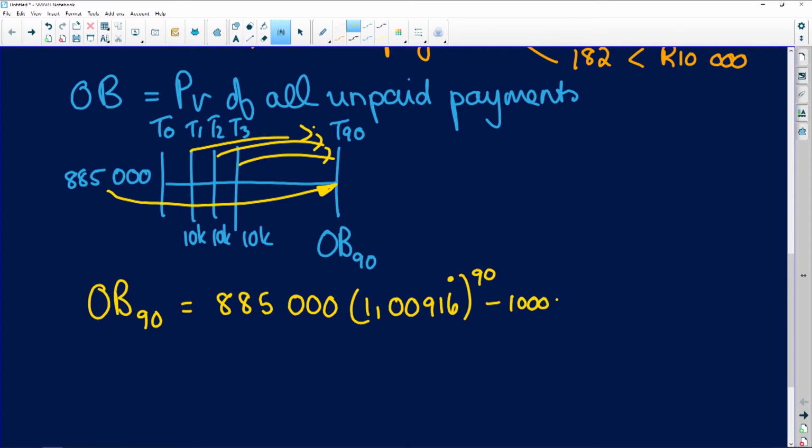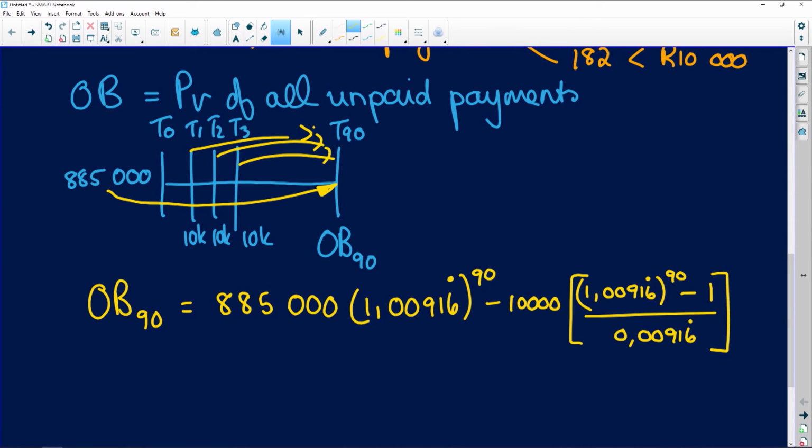And with that, what does that do? That takes the value of the loan at timeline 90. From that, we've been paying off 10,000 per month, so we're going to subtract 10,000 in our annuity formula going forward. 1.00916 recurring, to the power of 90 payments, minus 1, divided by 0.00916 recurring. Now, the second half is the annuity payments that moved to 90.